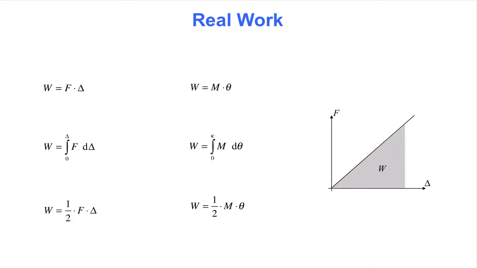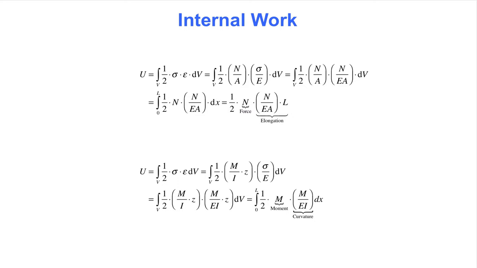But first, the next slide develops more detailed expressions for real internal work. The symbol U is used because that is the common notation for internal strain energy. The first equation addresses axial elongation or shortening of a truss member. The starting point is the volume integral of 1/2 times stress times strain. Next, equilibrium is substituted for the stress and the material law is substituted for the strain, where equilibrium is again substituted for the stress. By carrying out the cross-section integral, which yields the area, A, we are left with an integral from 0 to L of 1/2 times force times elongation per unit length. Assuming constant axial forces allows us to carry out the integral, leading to the expression, 1/2 times force times elongation. This is real internal work.